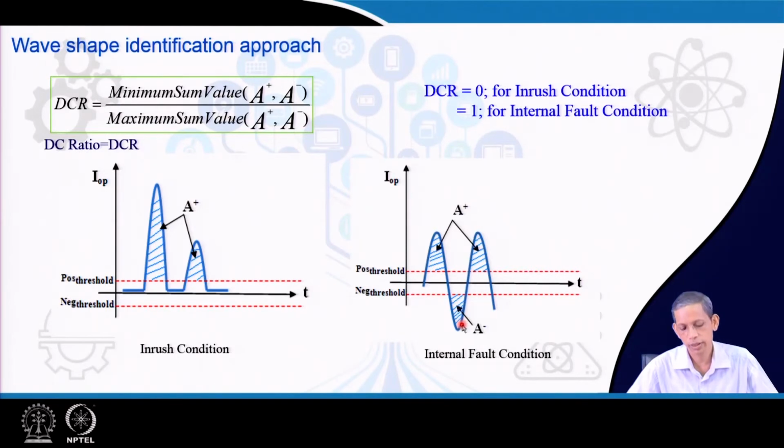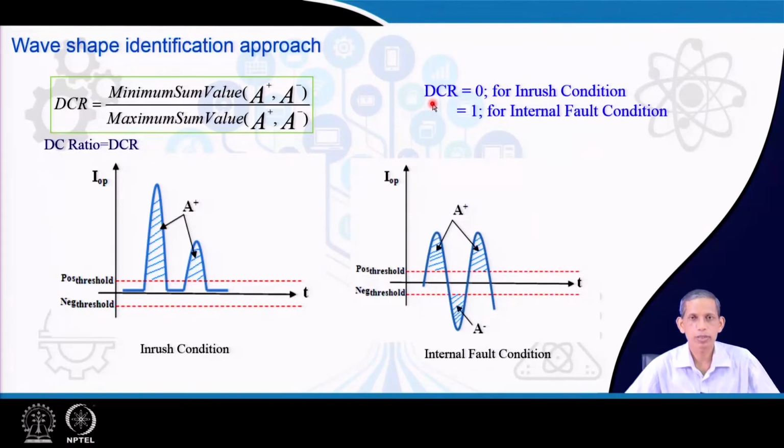So, that becomes A negative, and above this it becomes A positive. In the inrush also, in the case of A negative, sometimes it goes to the negative side and sometimes it becomes positive, or it may be considered both positive and negative. So, what you find is that the DC ratio is the minimum value upon maximum value of this positive area versus the negative area.